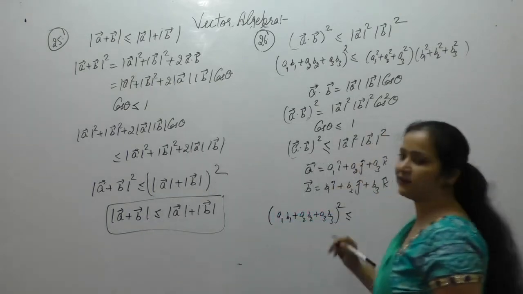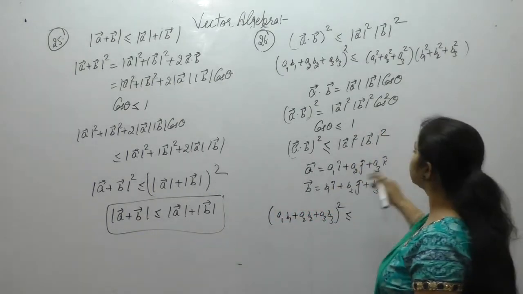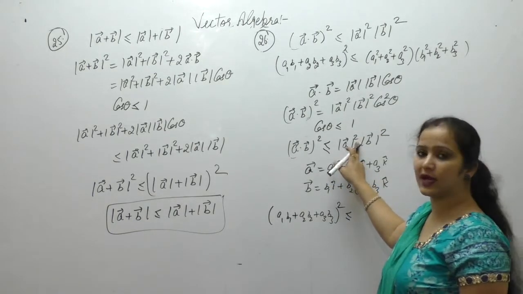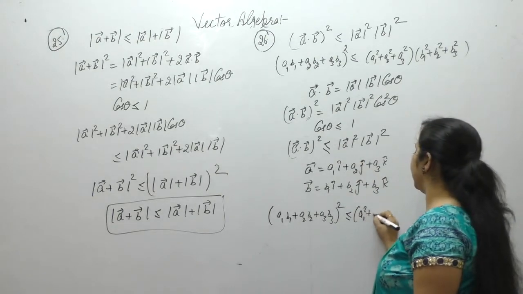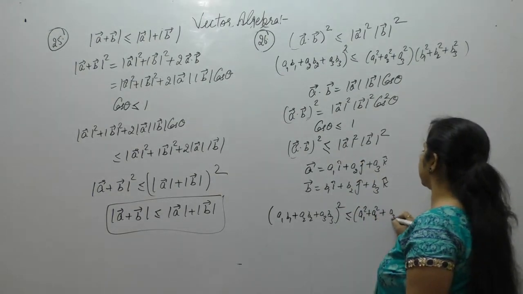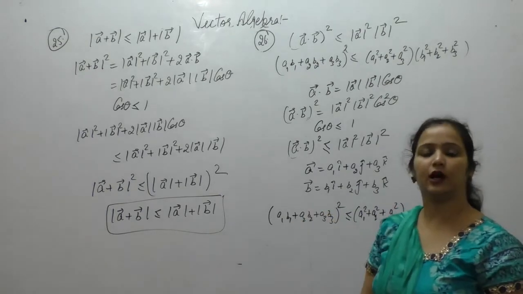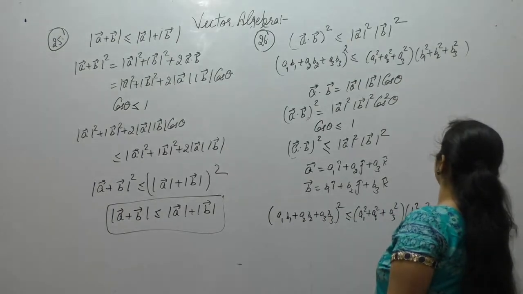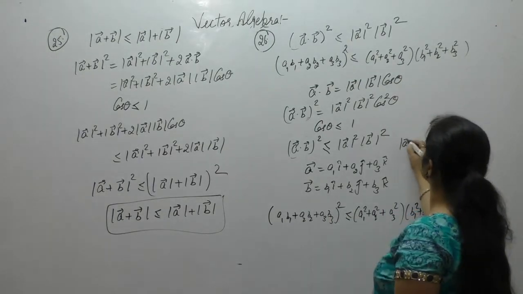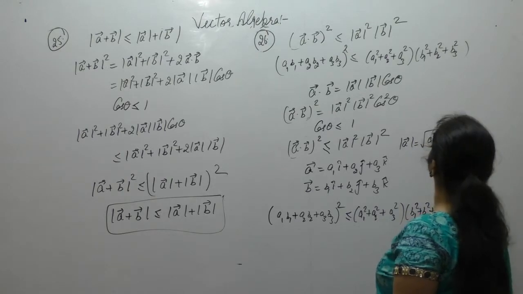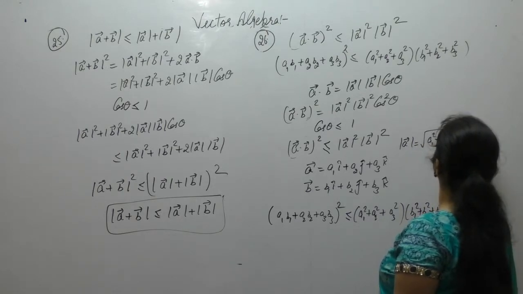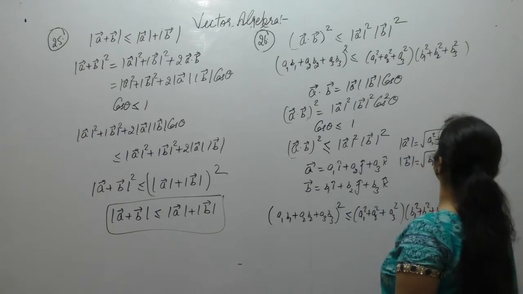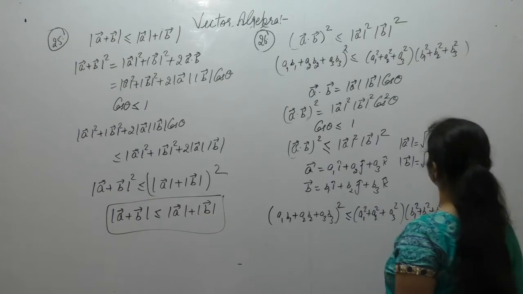Modulus of a. What is the value of modulus of a? It is square root of a1 squared plus a2 squared plus a3 squared. But here we have square. Therefore it has value a1 squared plus a2 squared plus a3 squared. Similarly, value of magnitude of b squared is b1 squared plus b2 squared plus b3 squared. When we square this value, square root will get cancelled. So this is the result.